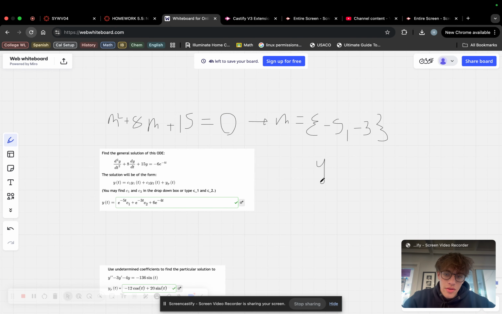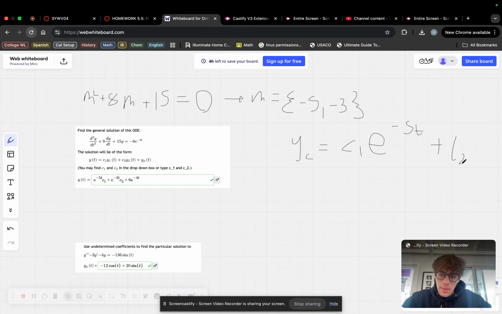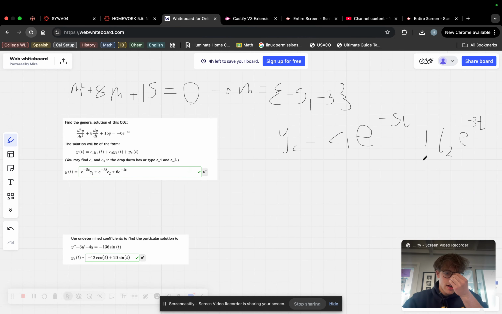Now we have the complementary solution. y_c is going to be in this form: C1 e to the first root t, plus C2 e to the other root t. So it's going to be C1 times e to the -5t plus C2 times e to the -3t, and that's because our two roots are -5 and -3. Okay, cool. So that is our complementary solution.